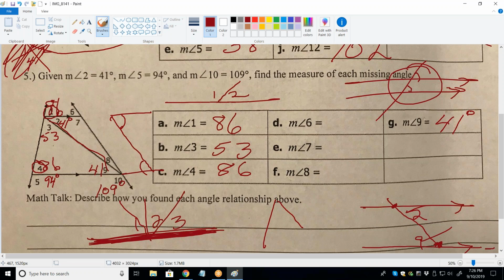Okay, so hold on, I'm thinking. Angle 6 is the same as which 2 angles? Angle 8 combined with 9. Right. In other words, 8 plus 9 is corresponding with 6. They're the same. Thing is, I don't know what 8 is. But can't we do, isn't it 53?